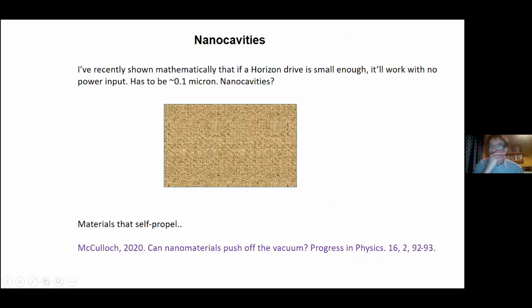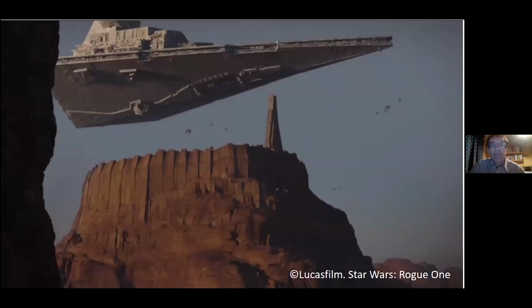Okay, so there are other ways to do this. For example, I've recently shown mathematically that if you have a horizon drive small enough on the nano scale, about 0.1 micron, then you might be able to produce thrust without power, just by using the zero point field itself. So you might be able to design a nanomaterial that self-propels. And I wrote a paper about that called Can Nanomaterials Push Off the Vacuum? And that's in progress in physics. So you might be able to produce something that floats without even power.